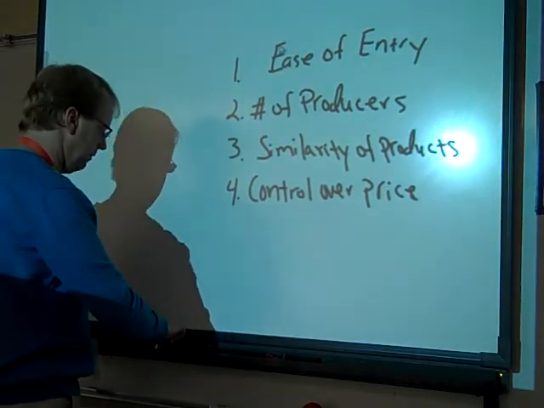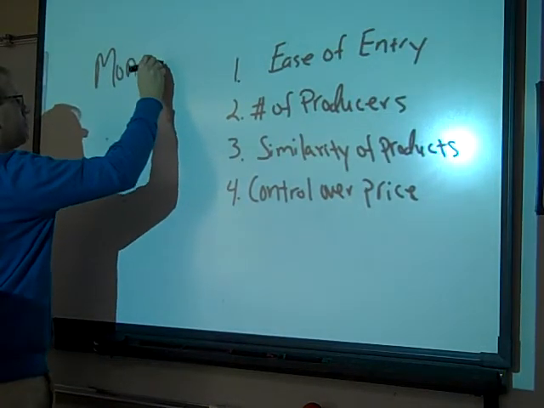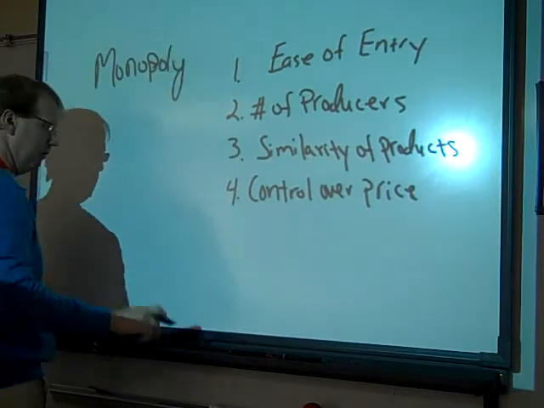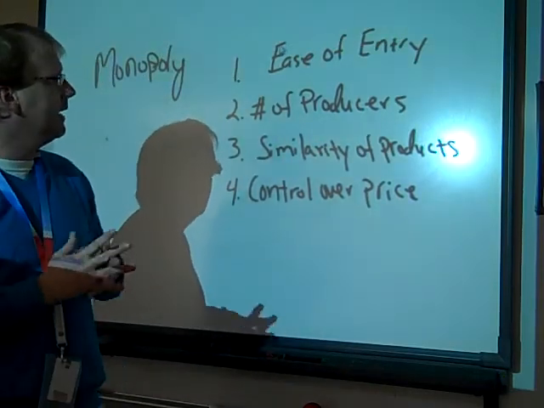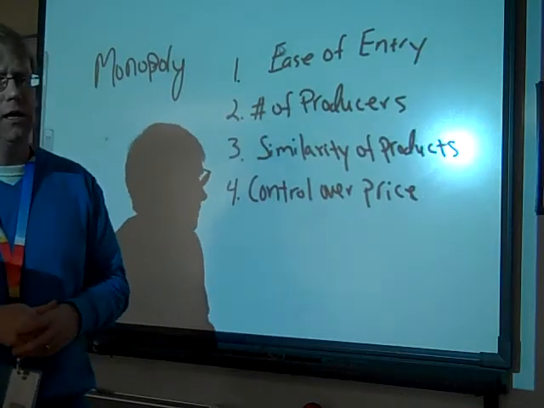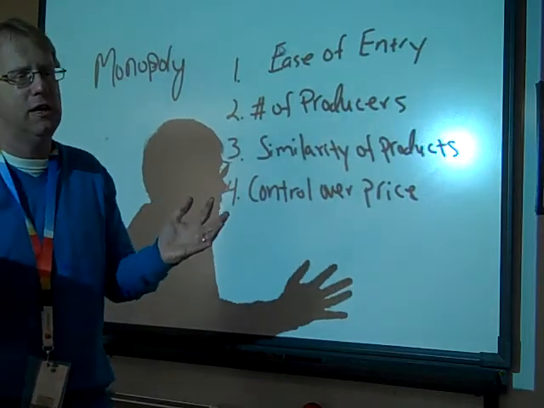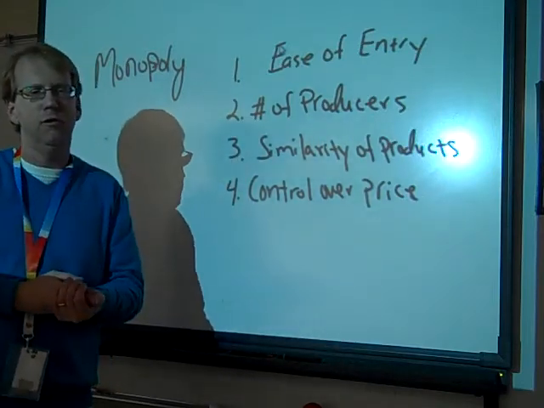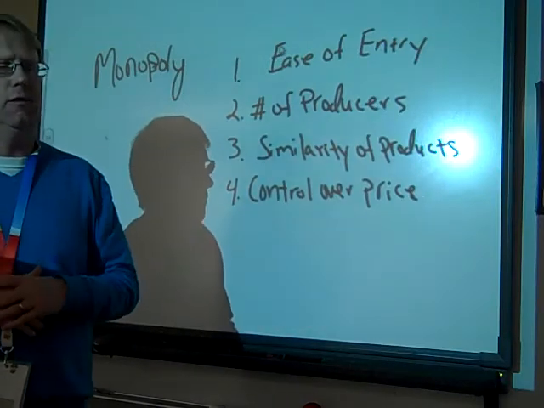This is the one most of you have heard of. Because you played the game. Monopoly, again, when we talk about ease of entry, it's the hardest one to get into. Okay? To have a monopoly, you have to control a resource or a technology where you're the only one that can produce this product. Okay? Or you're the only one being allowed to produce it.